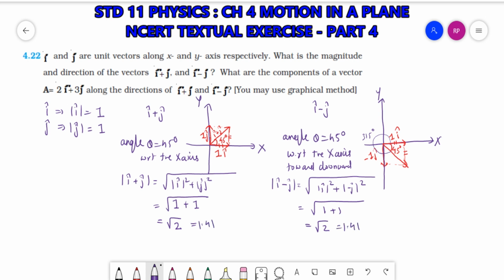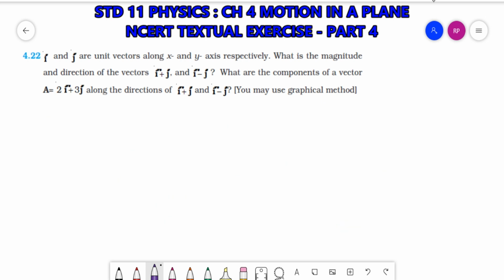Okay, now let's see the next part. Now, the next part is, what are the components of vector A equal to 2i plus 3j along direction i plus j and i minus j? Before solving this, I will explain to you about the component.